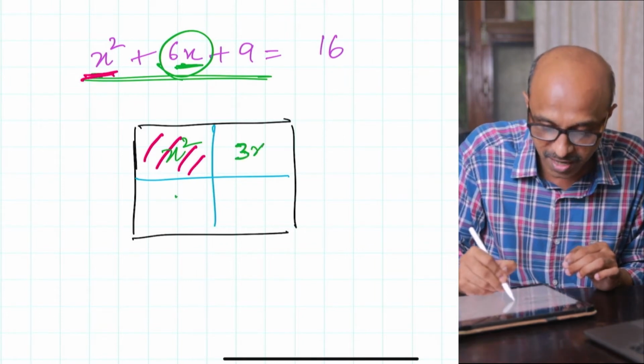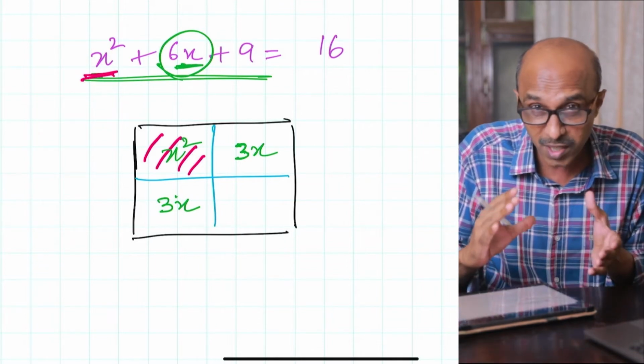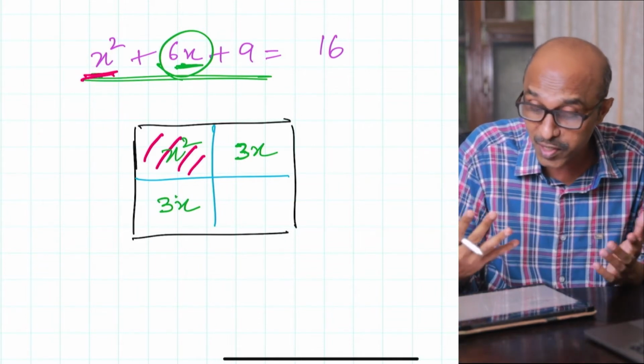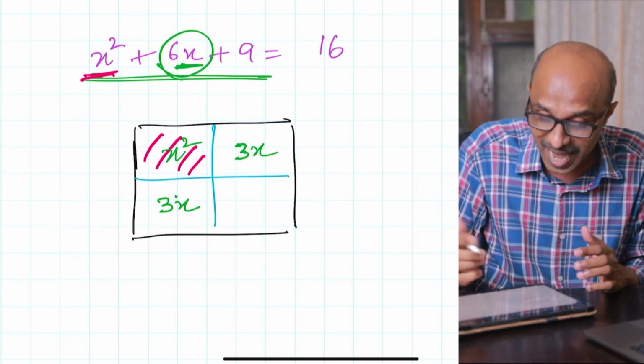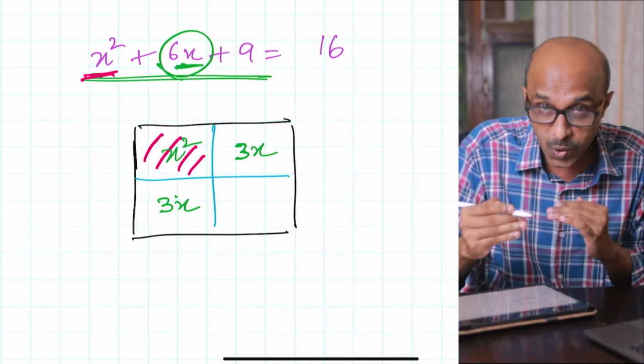So this can be a 3x and this can be the 3x. 3x plus 3x will give us 6x. And that's why we want its symmetry. We've also seen in an earlier video that symmetry is our friend. And this really helps us separate or divide that 6x equally, symmetrically.